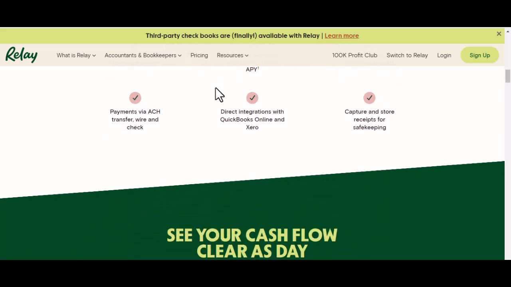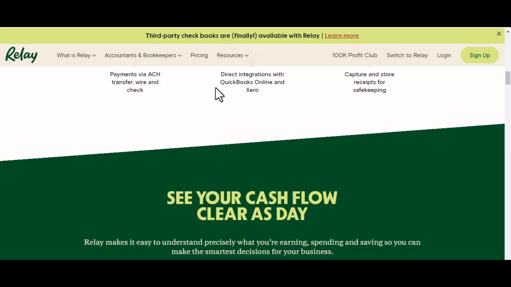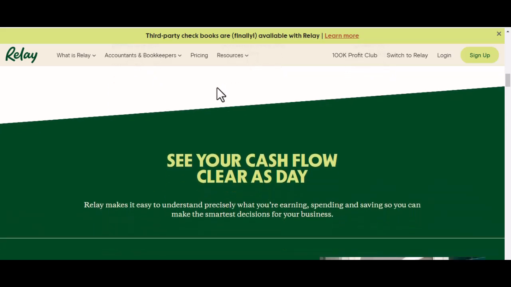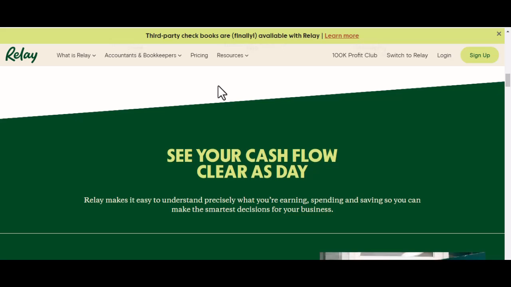CashApp. Provide a concise overview of CashApp and its functionalities. Discuss the popularity of CashApp and its appeal to users.